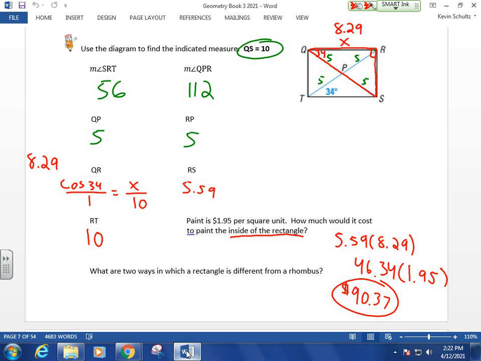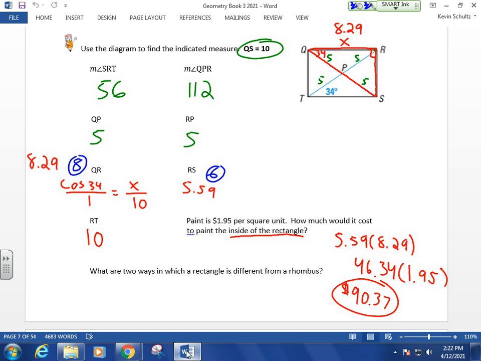Now, if you rounded to 8 and 6 here, if you got 8 for QR and 6 for this, you got 48 times 1.95. You were off by about $3.30. Okay. Big difference? Nah, no. But like we talked about before, whenever you round something, you're losing some of that accuracy, and then using those rounded values again later on. It's best to keep these rounded to the nearest hundredth. On the test, I'm going to expect you to round side lengths to the nearest hundredth, not the nearest whole. So 8.29 is the better answer. 5.59 is the better answer.